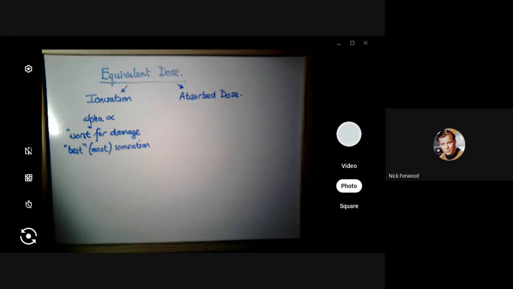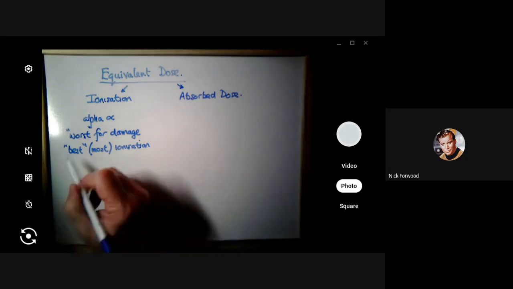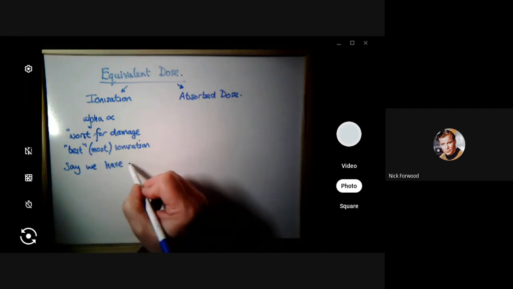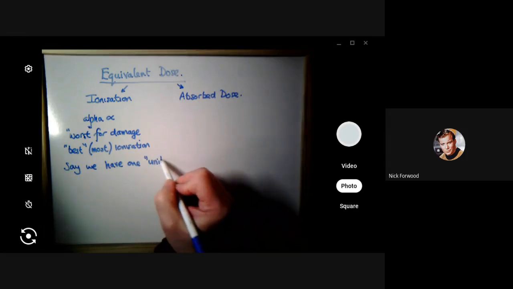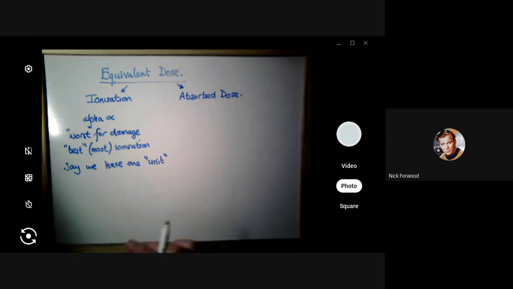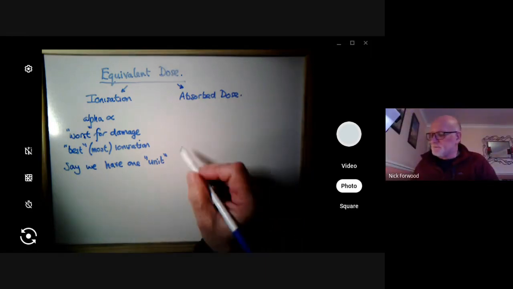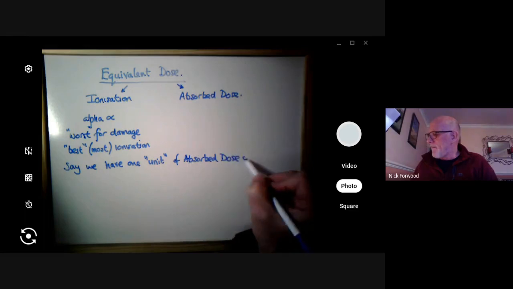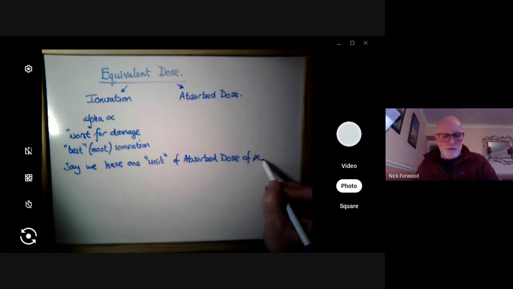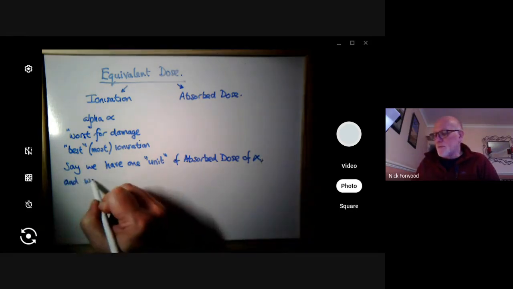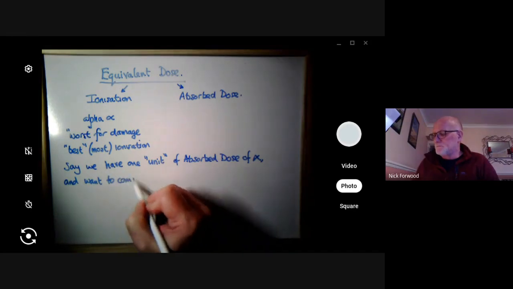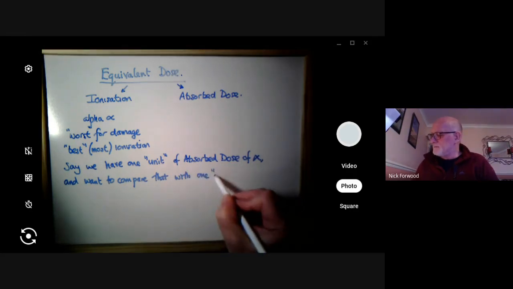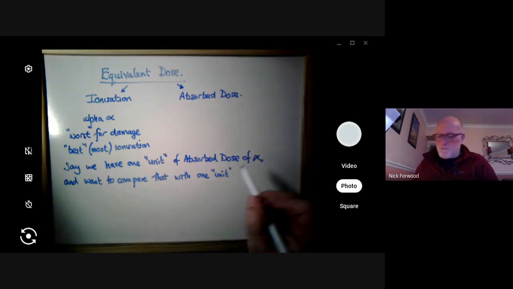Okay, so let's have a look at an example. I'm not going to say what the units are. Let's say we've got one amount, one blob of absorbed dose of alpha, and we want to compare that with 1 unit of beta.